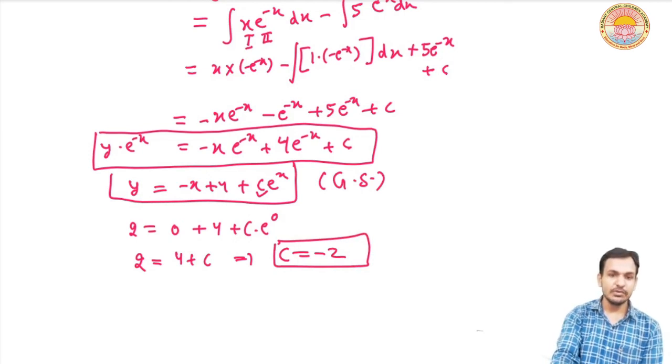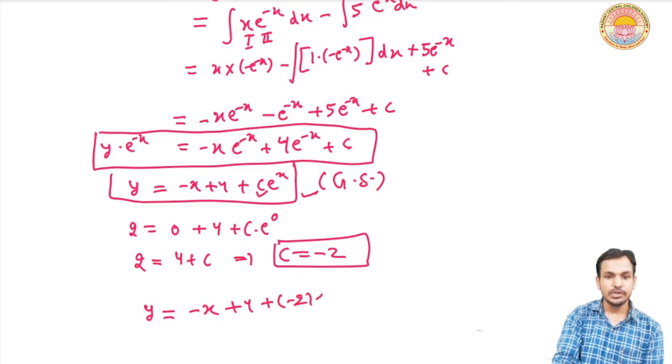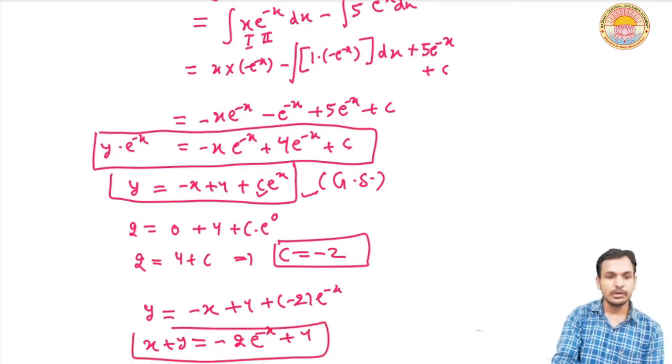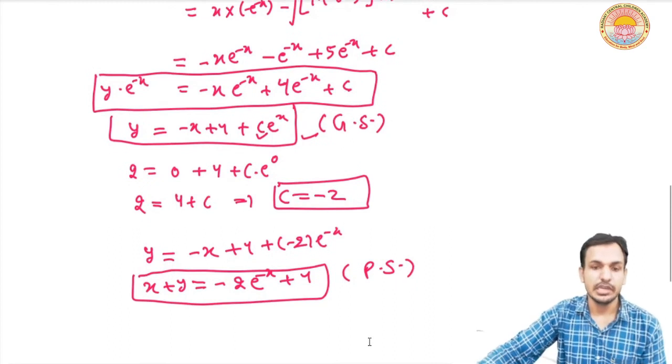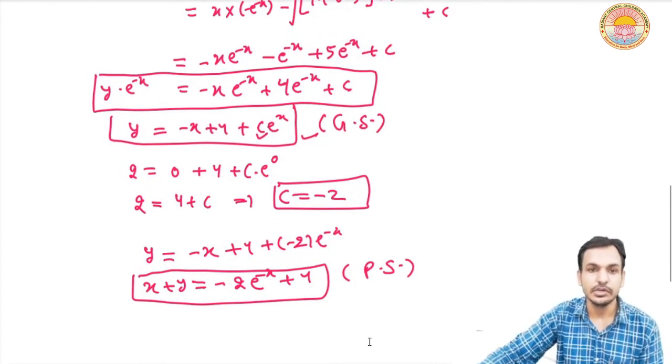So putting this value in the general solution, we will get the required particular solution. y is equal to minus x plus 4 plus minus 2 into e raised to the power minus x, which can also be written as x plus y is equal to minus 2 e raised to the power minus x plus 4. This is the required particular solution. So in this way you can find the particular solution using the given conditions for any linear differential equation.